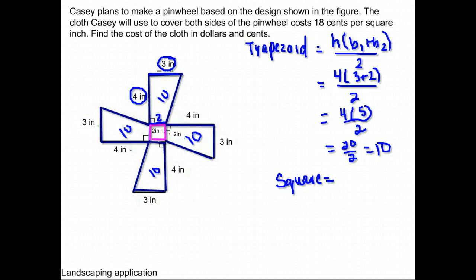Okay, so for our square in the center, what would its area be? Perfect, it would be 2 times 2 gives us 4. So let's put all of those areas together. So we have 4 trapezoids that are 10 each, and in the center we have a square with an area of 4. So what would our total area be?